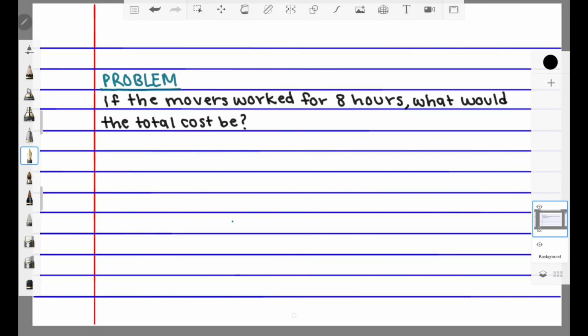Lastly, our problem. If the movers work for 8 hours, what would the total cost be? Plug in x is equal to 8 in the equation and solve for the total cost. Okay, let's do it together. Y is equal to 10 times 8 plus 20. For working 8 hours, the moving company made a total of $100.